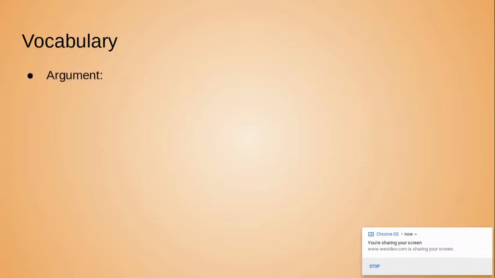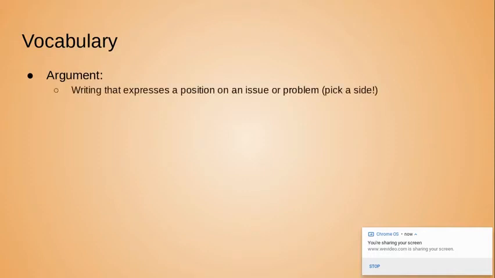So, first of all, in writing, an argument is writing that expresses a position on an issue or a problem. The thing to remember about when you're writing an argument, this is different than having an argument with somebody. When you're writing an argument, you are picking an issue or a problem and you are picking a side. This is one of those things where you don't get to be, well, maybe you're kind of right, I'm kind of right. No. When you write an argument, you pick a side and you stick to that side. That side is right, the other side is not.